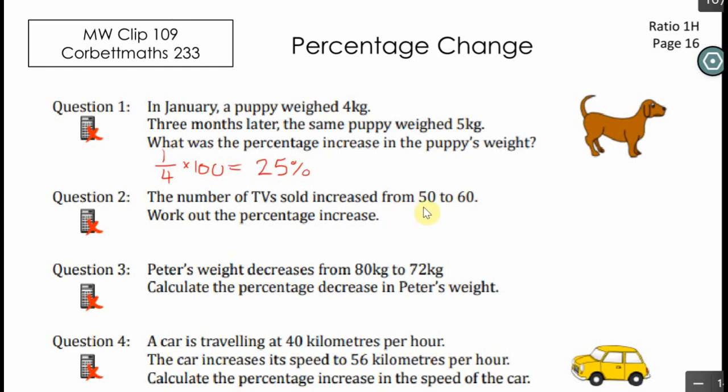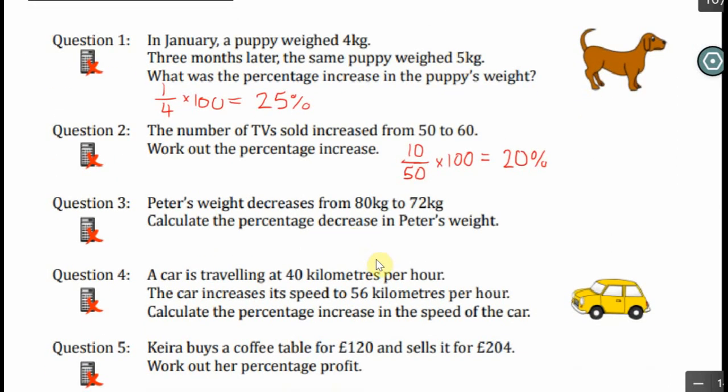Number of TVs sold increased from 50 to 60, so that's an actual change of 10. The original amount was 50. Hopefully you're seeing already that that's 1/5. And 1/5 as a percentage is 20%. Peter's weight decreases from 80 to 72, so that's a decrease of 8 kilograms. Out of the original 80 times 100, and that gives us a change of 10%.